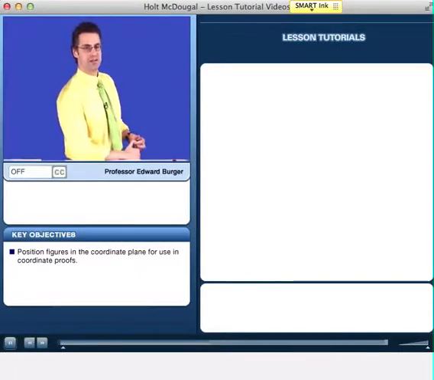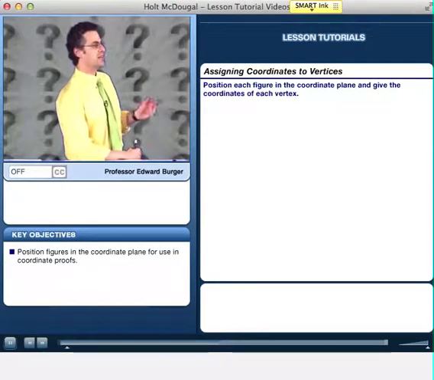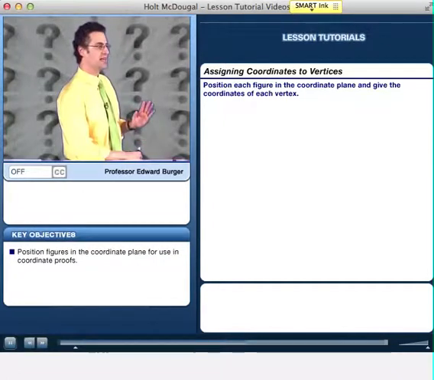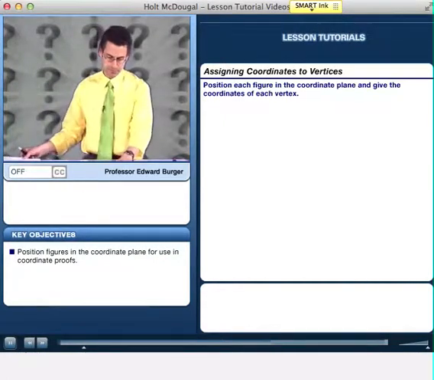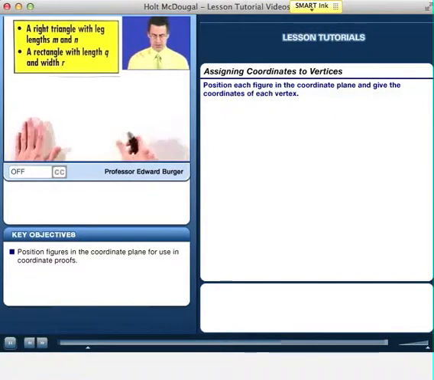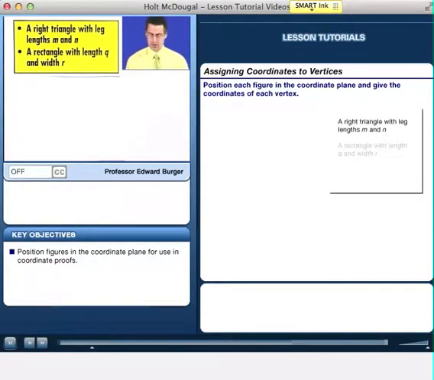I'm going to put a question up here on the side I want us to think about together. So the challenge is to position each figure in the coordinate plane and give the coordinates of each vertex. So here's the first one. I want to draw in a right triangle with leg lengths m and n.